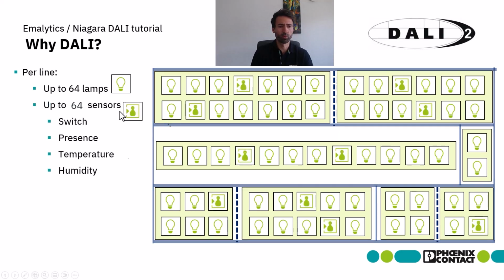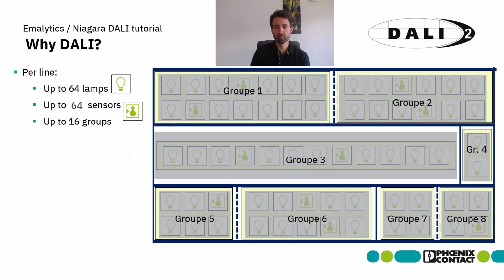With DALI 2, we got some extra functionalities, like sensors. We can integrate sensors for switches, like presence sensors, but also sensors which are not directly for lighting, like temperature sensors or humidity sensors. We can also implement up to 16 groups. Let's say we have this floor and we want to create 8 different groups. Because of this, we can reduce the wiring a lot. Instead of wiring each room to the controller, we can use those software groups.